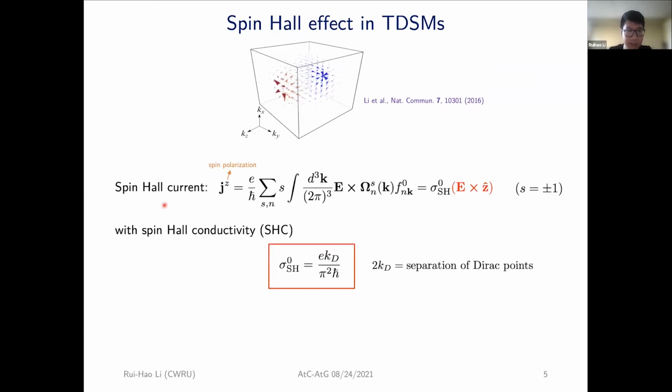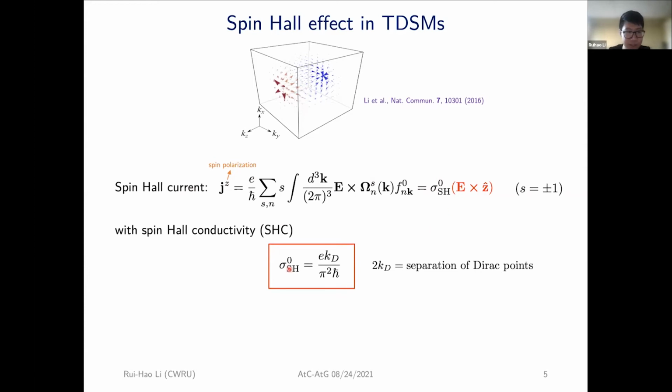Now you can readily write down a spin Hall current because of a finite Berry curvature, with the spin polarization in the z direction. What you find is that it can be written as a spin Hall conductivity times E cross z. Already you can see the spin Hall current here is anisotropic because it's maximized when the electric field is applied perpendicular to the z axis, which is the rotation axis, and it vanishes when it's parallel to it.